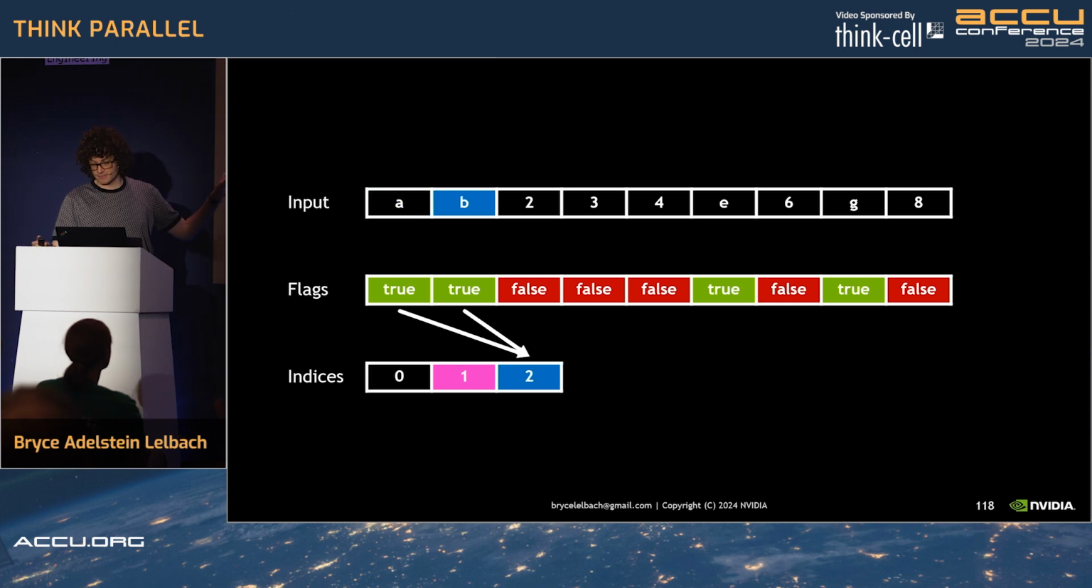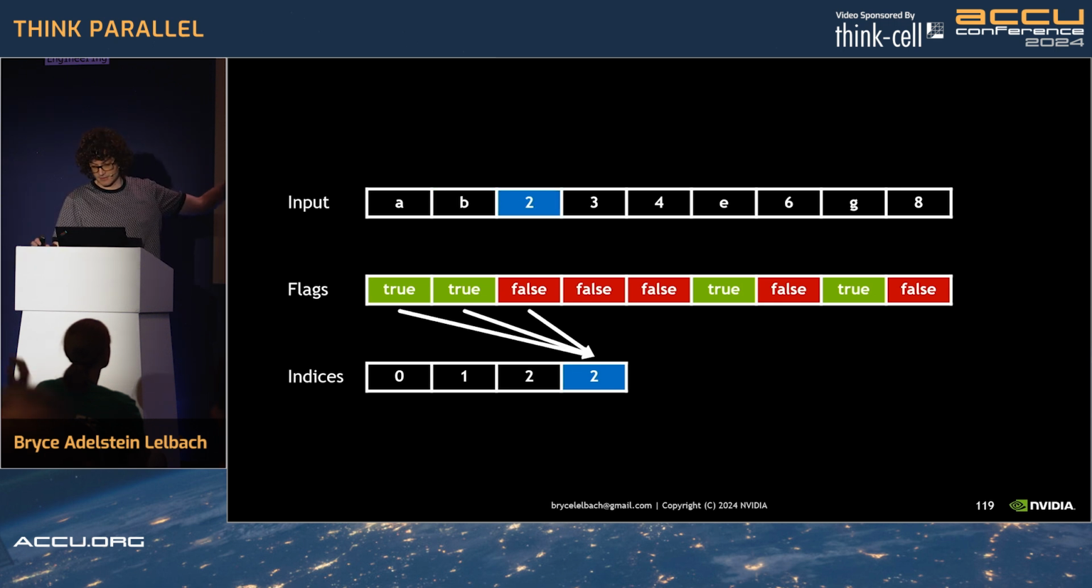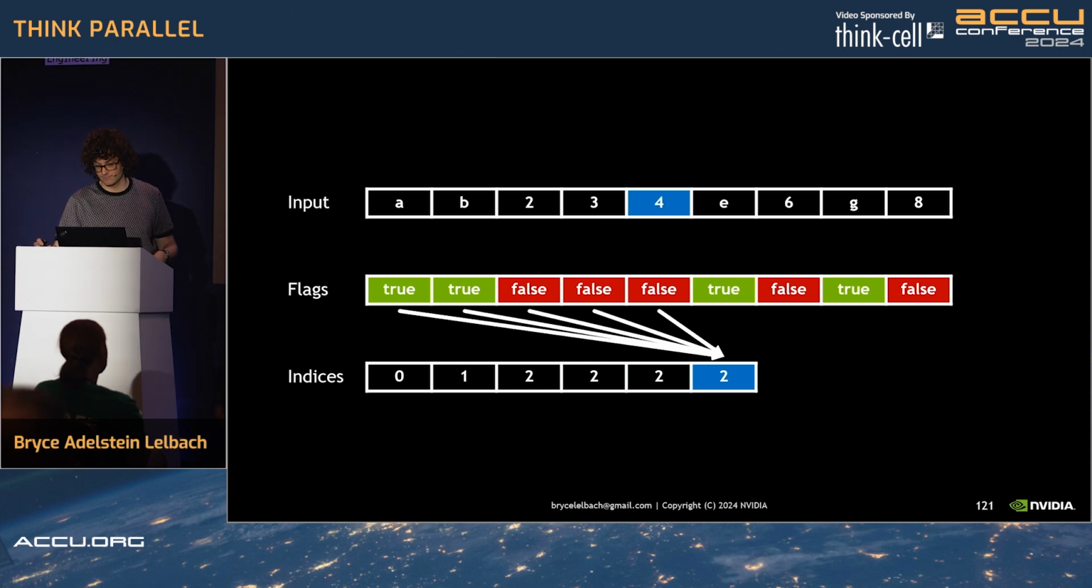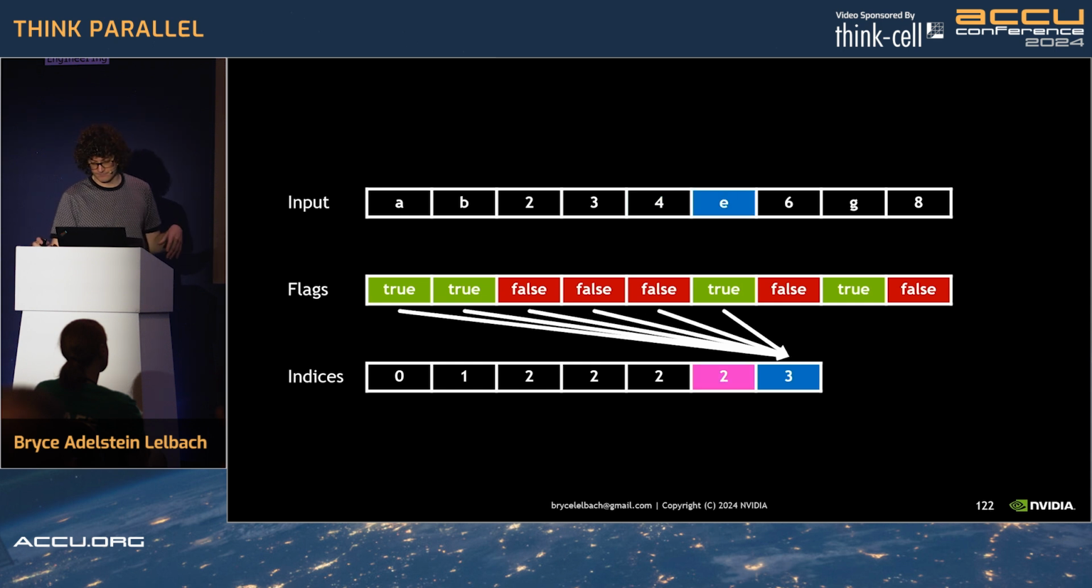B is also a letter, and it's going to be written at index 1. The next letter will be written at index 2. So 2 is not a letter, so it will not be written, and thus the index is not incremented. Likewise, 3 is not a letter, and the index is not incremented. The same is true for 4. But then E is a letter, and it's going to be written at index 2. And then the next letter is going to be written at index 3.